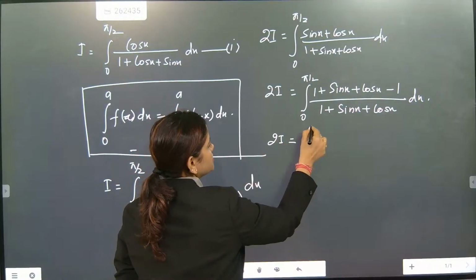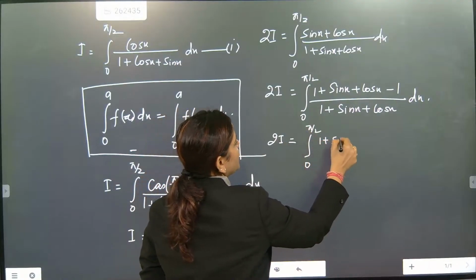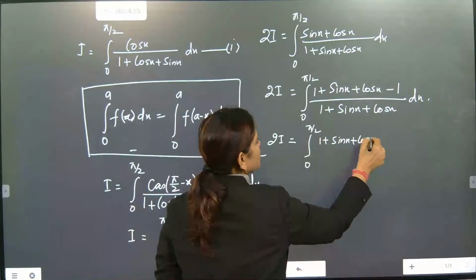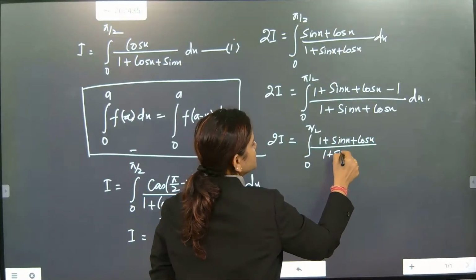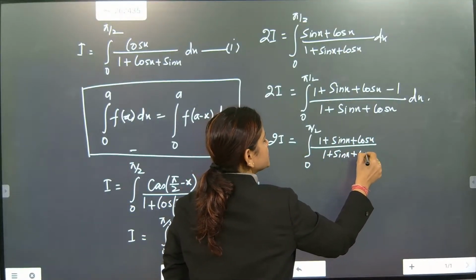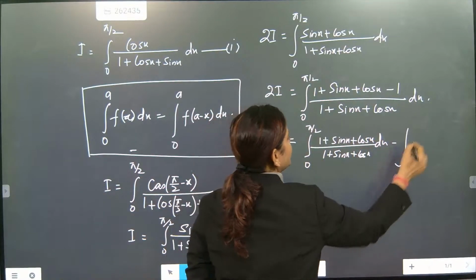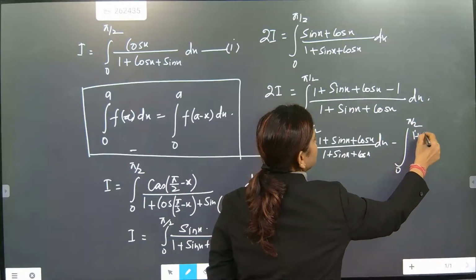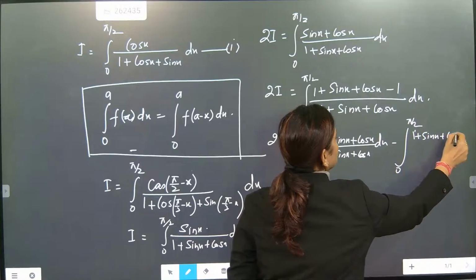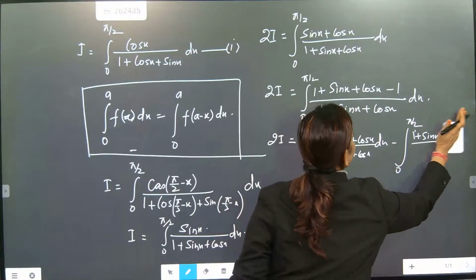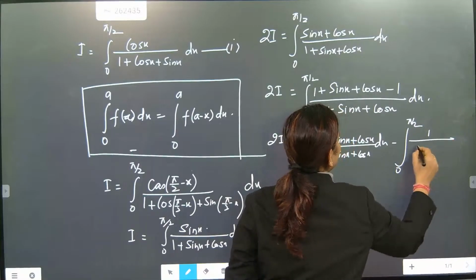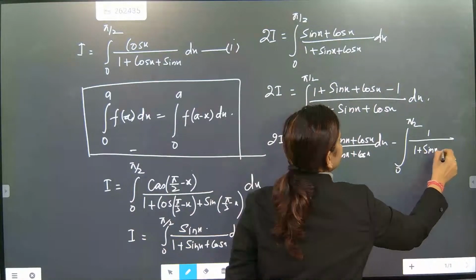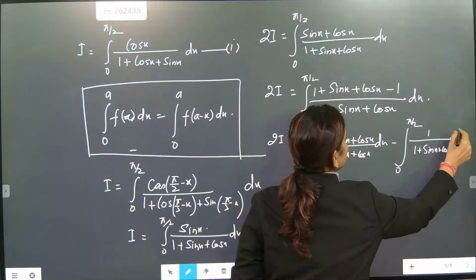So it is coming as the integral from 0 to pi by 2 of (1 plus sin x plus cos x) by (1 plus sin x plus cos x) dx. Now we are subtracting, so it is coming from pi by 2 to 0, minus 1 by (1 plus sin x plus cos x) dx.